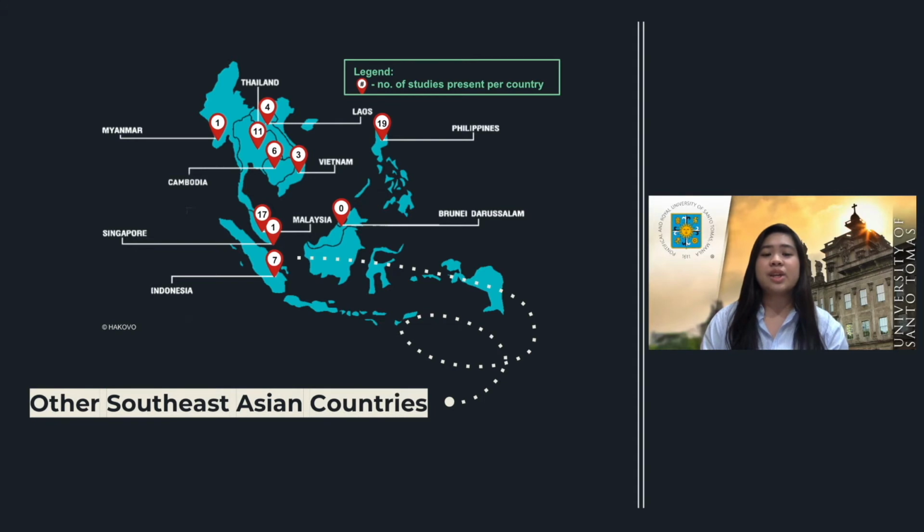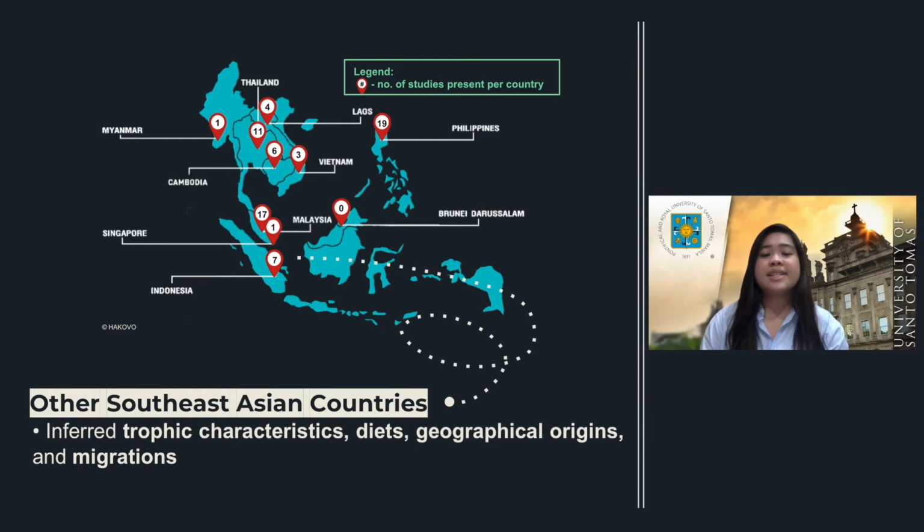in Southeast Asia. Among the collated articles, an overlap when it comes to the objectives and results was observed, wherein these have also inferred trophic characteristics and diets, although other uses such as distinguishing geographical origins and migrations were also present. Moreover, some studies have also compared morphological and stable isotope data. Given that only a few studies are available to date, this calls other researchers to explore more about the use of SIA.